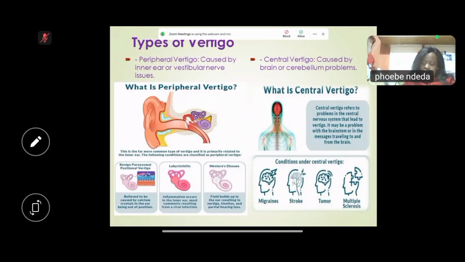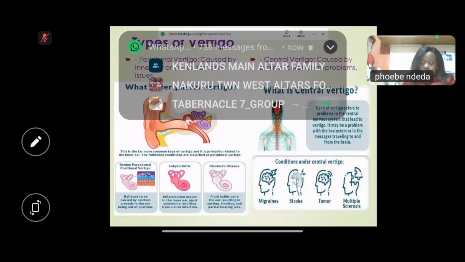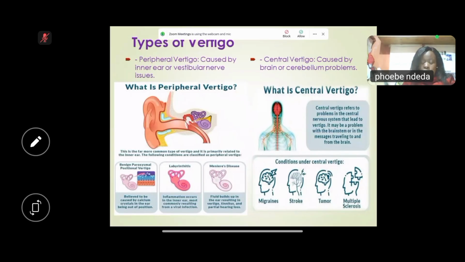So the other time we were here and our doctor was taking us on multiple sclerosis. And those who are in class, I know you are well informed about multiple sclerosis. You know it is an autoimmune disease and can affect areas of the brain and also your spinal cord, responsible for balance, leading to this condition called vertigo.